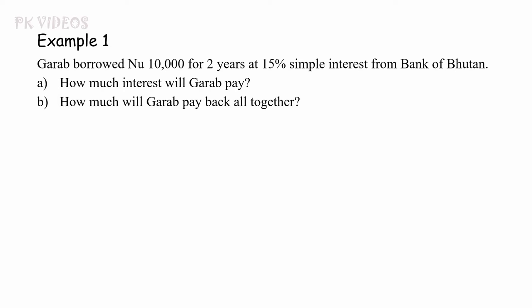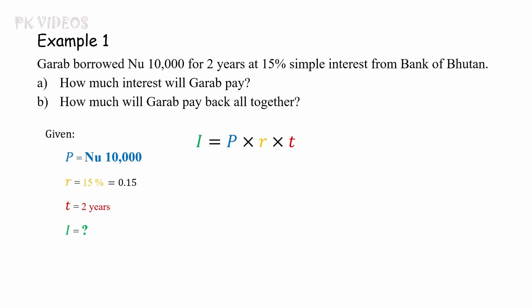First, you need to know what details are given in this question. We have principal Nilton 10,000. We have rate, that is 15%, which is equal to 0.15 in decimal. Time is 2 years, and we are asked to find the interest. According to the formula, interest is principal times rate times time. So we substitute the values: principal 10,000 times rate 0.15 times 2.